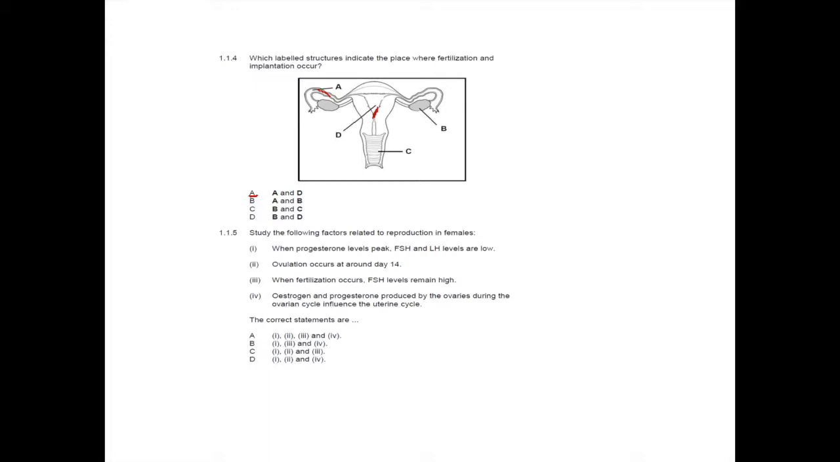Right. 1.1.5. Study the following factors related to reproduction in females. 1. When progesterone levels peak, FSH and LH levels are low. 2. Ovulation occurs at around day 14. 3. When fertilization occurs, FSH remains high. 4. Estrogen and progesterone produced by the ovaries during the ovarian cycle influence the uterine cycle. Now, we have to look for the correct statements. For me, I can see that 1 is correct, 2 is correct, and 4 is correct. So my correct answer here will be D. Right, here there's a lot of thinking, and here you have to know the menstrual cycle.